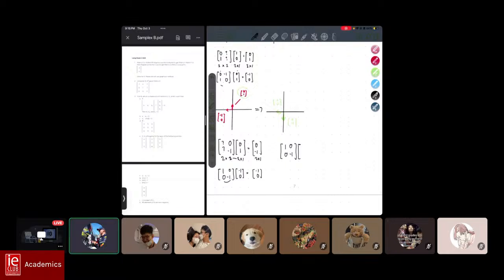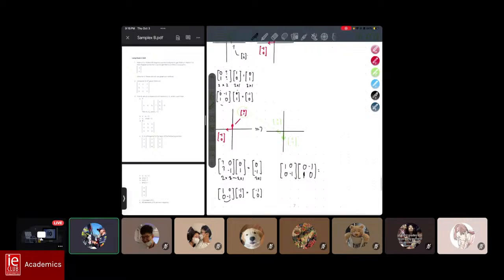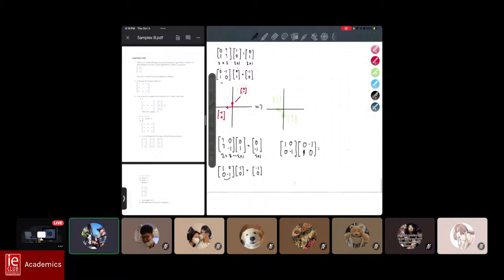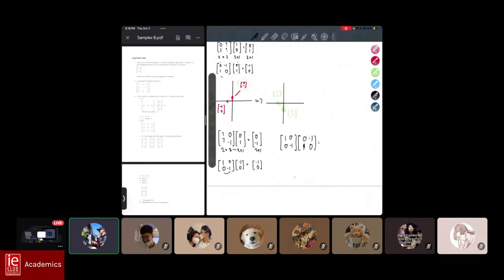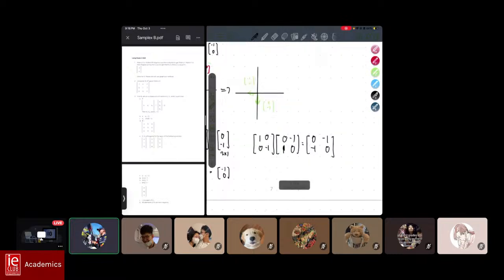So take the second, lagay mo dyan. And then lagay mo dito. And take the first, ilagay mo dito. So, 1, 0. So the overall transformation, the one that we were not sure about, ends up being, so multiplying this, you get 0, -1, -1. Wait, I'm checking lang. -1 and 0. Yan. Okay. So this is the overall transformation.